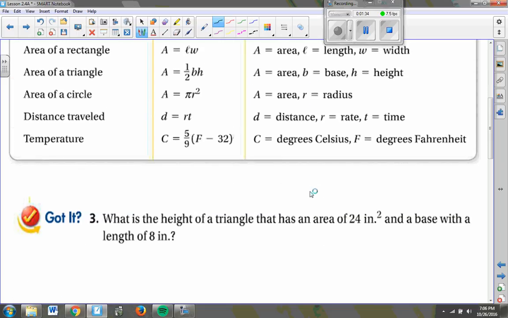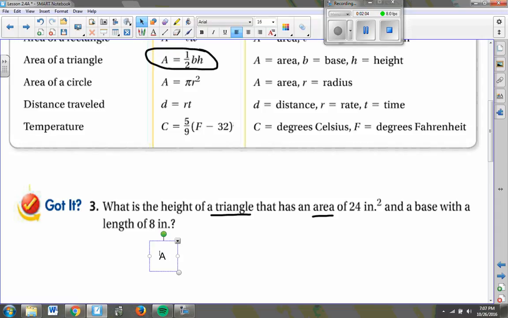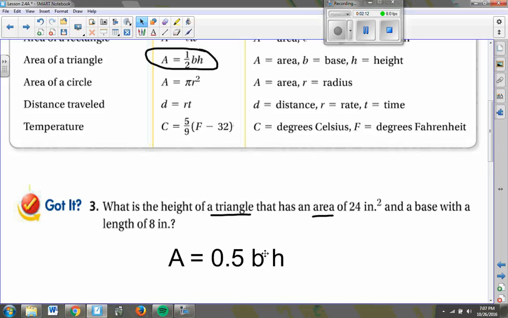The type of question we're going to see in our practice problems tomorrow is like this. What is the height of a triangle that has an area of 24 and a base with length 8? Obviously this is about a triangle, so the formula we need is this one at the top of the screen: area equals 1/2, which I'll say 0.5, times base times height.